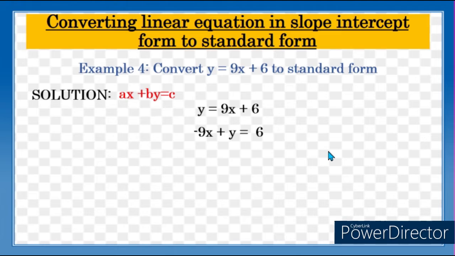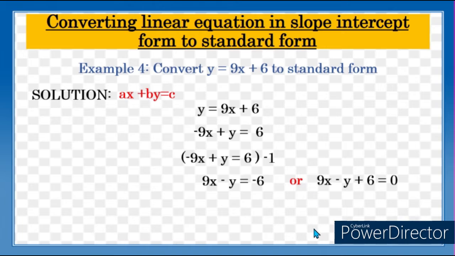So, we have negative 1 multiplied by negative 9x plus y is equal to 6. So, multiply po natin negative 1 times negative 9x is equal to positive 9x. And negative 1 times y is equal to negative y. And negative 1 times 6 is equal to negative 6. So, your answer can be also written as 9x minus y plus 6 is equal to 0. Nilipat lang po natin sa left side si negative 6 kaya naging ganito.